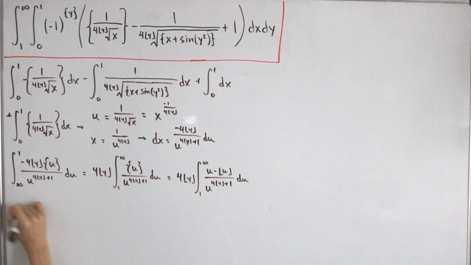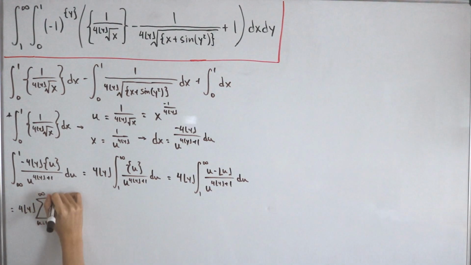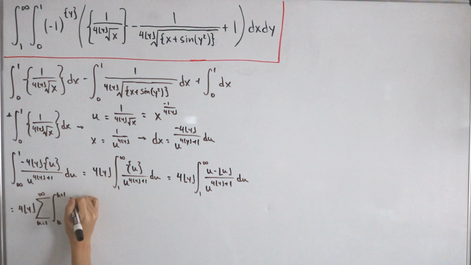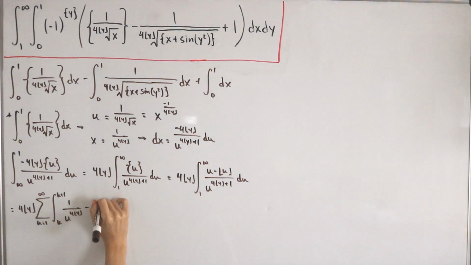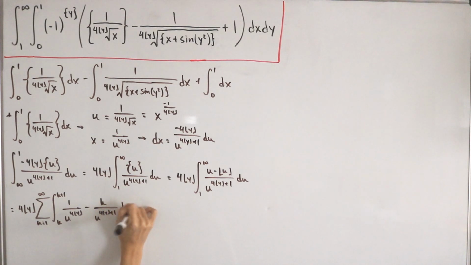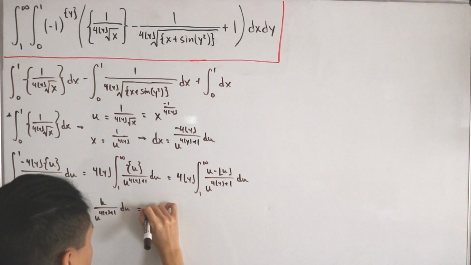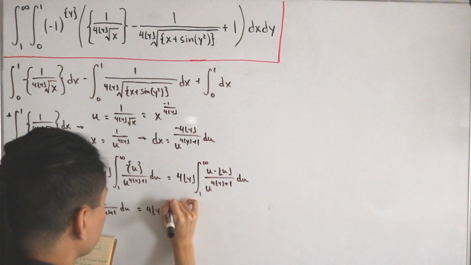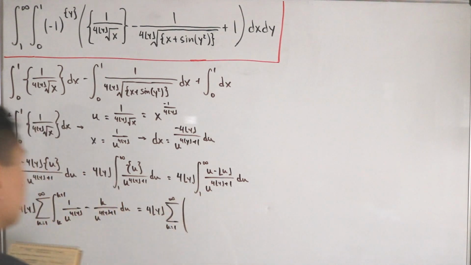So therefore, we have that this is just 4 floor y, times the infinite sum, starting with k equal to 1, of the integral from k to k plus 1. Now to break this up even further, I can split this up using linearity of fractions. It's the same thing written as 1 divided by u to the power 4 floor y, subtract k, divided by u to the power 4 floor y, add 1, then du. And so continuing further, this is easy integration from here, so we have 4 floor y, multiplied with the infinite sum, k equal to 1, and we have the following being integrated.